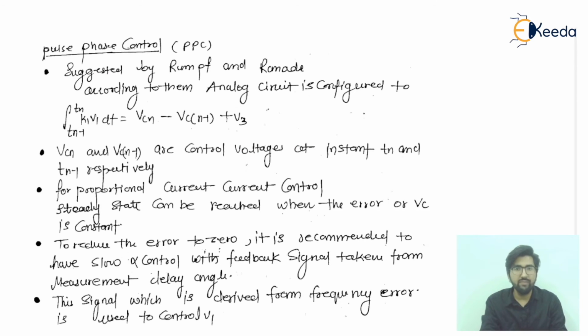Now, the pulse phase control. What is the pulse phase control? It is generally called the PPC. Whenever we say PPC, that is the pulse phase control, it is a kind of advanced method. The first point says it was suggested by Rumpf and Ranade. These two were the authors related to this concept, and according to them, an analog circuit is configured to this. This is the equation, or you can say the relation, given by Rumpf and Ranade.